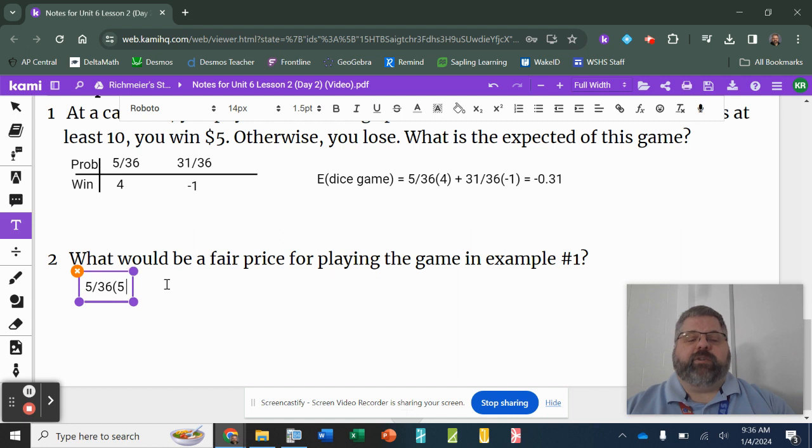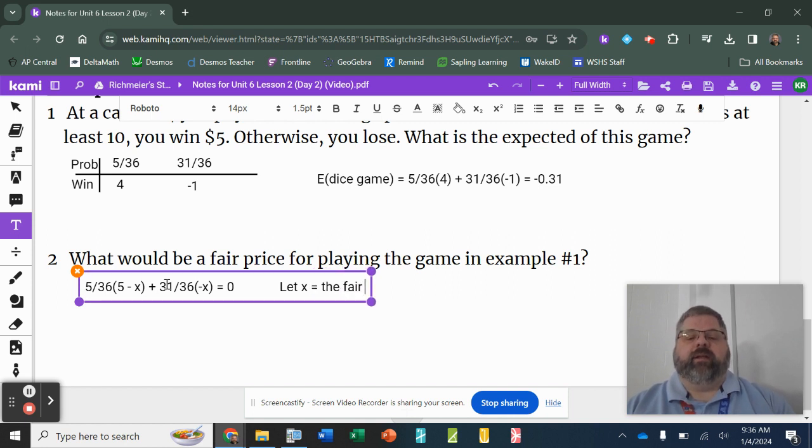And the prize is supposed to be $5, but I'm going to say minus x. We're going to let x be the price we pay to play the game, our fair price. Then I'm going to have 31 out of 36, which is my probability of losing. And if I do lose and I don't roll a sum of 10, I'm losing all of x. And we're going to set the expected value to 0. So again, let me put this on paper. Let x equal the fair price of the game.